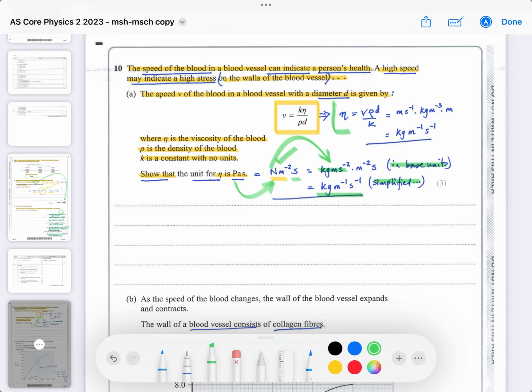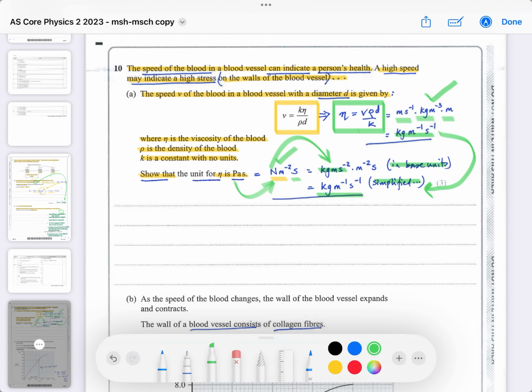Now here we have the equation that they want us to analyze, and I've changed it to make eta, viscosity, the subject of the equation. Then I've put velocity v as meters per second, density rho as kilograms per meter cubed, and diameter d as a meter. So by knowing that these are the units of the top, I get another mark. And then I simplify this, and I show that this also has the same units.